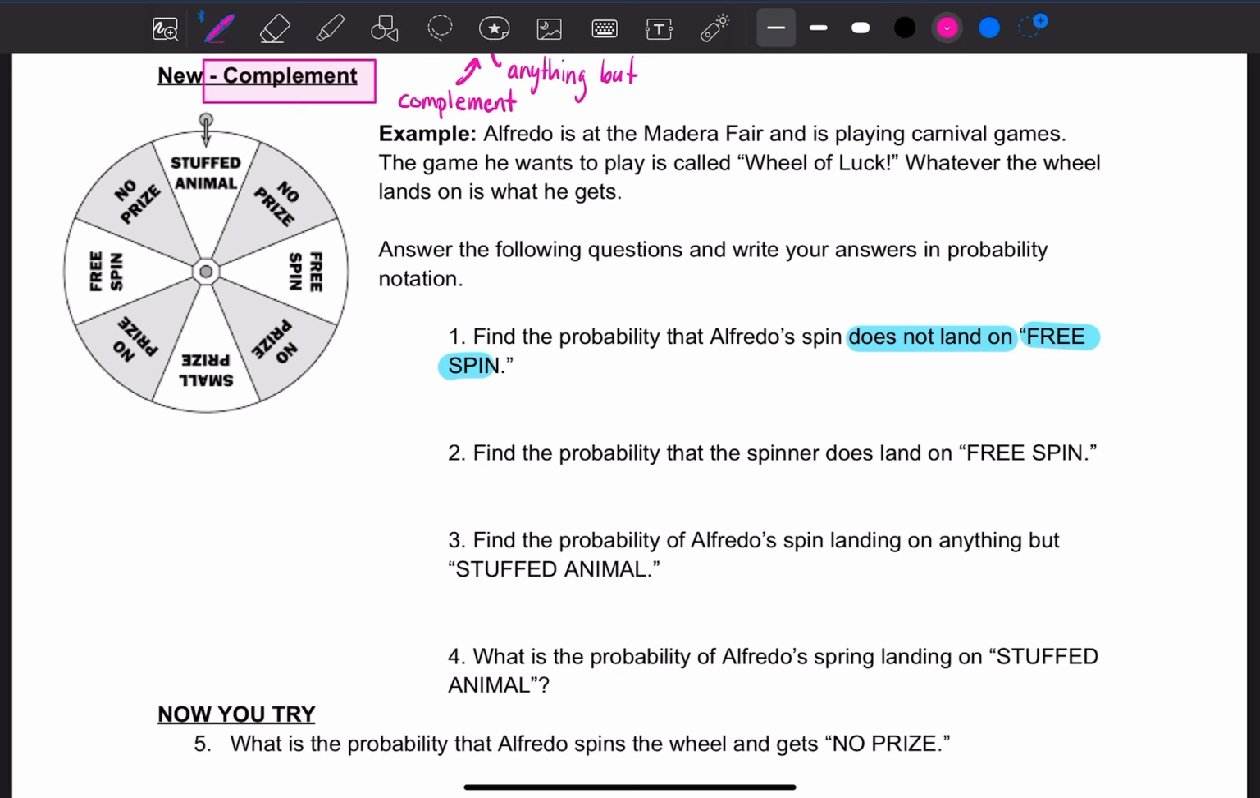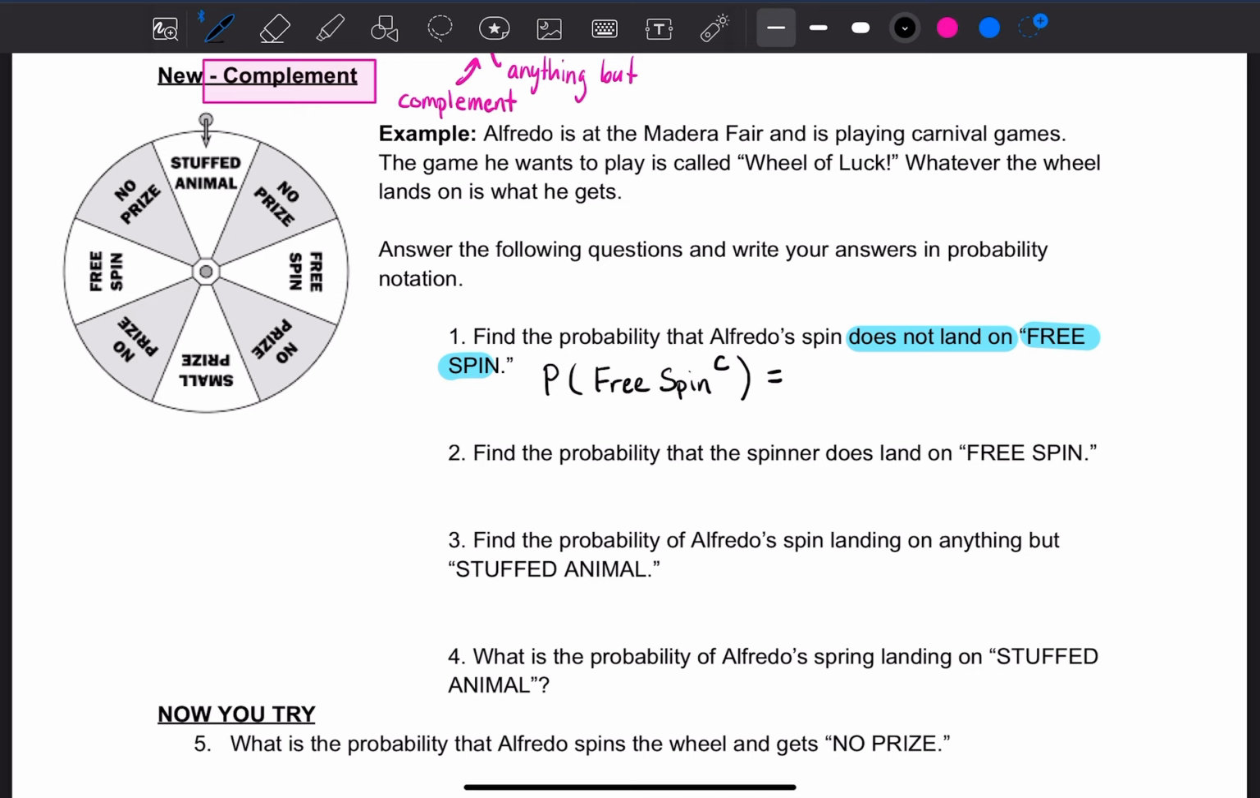Okay, so how would we write this in probability notation? We're going to write probability of free spin, but we don't want it to land on free spin, so we're going to put complement. Okay, so what this means here is anything but free spin. All right, so the complement of free spin, anything but landing on free spin, does not land on free spin, right? These are all the same thing, and that's how you would write it.